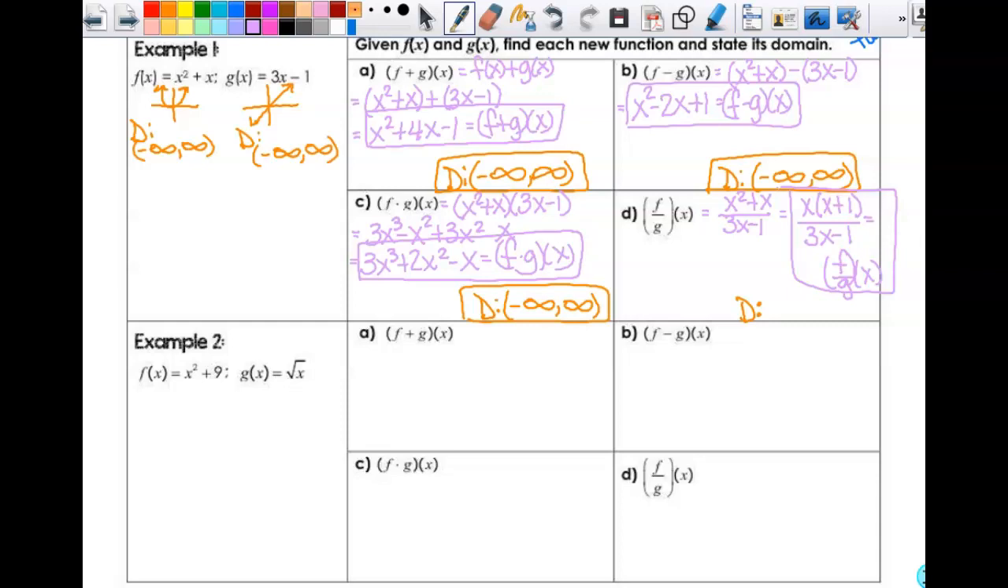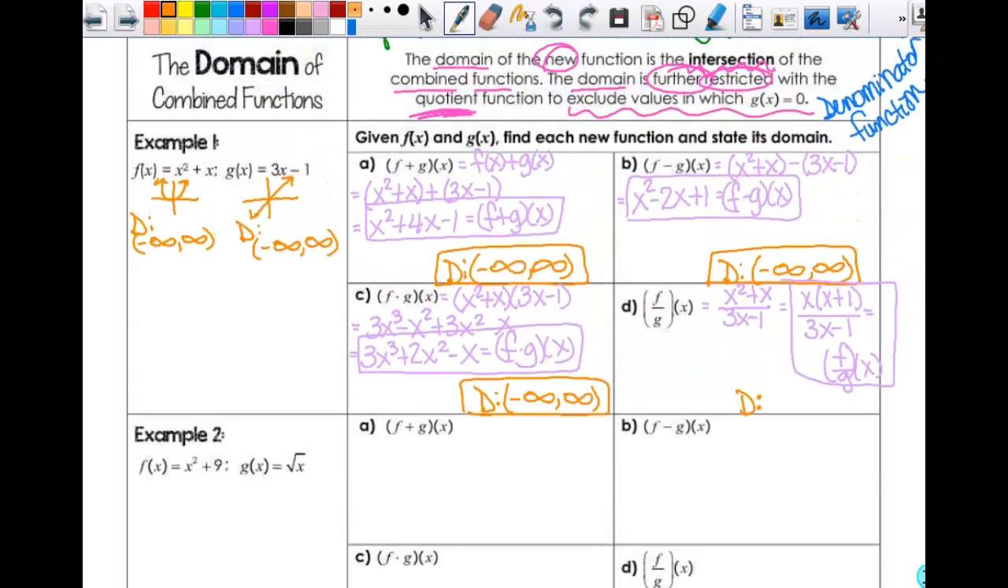But let's think about domain. This says the domain is further restricted with the quotient function, that's what this is, to exclude values in which g of x, or the denominator, equals 0. That means the denominator cannot equal 0. And it's not whatever you end up with, because sometimes you can reduce. I don't care what you end up with. It matters what this is.